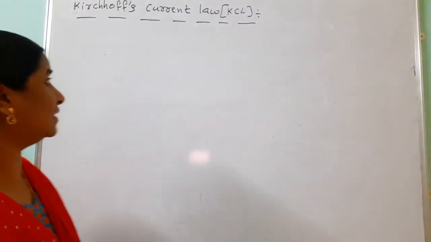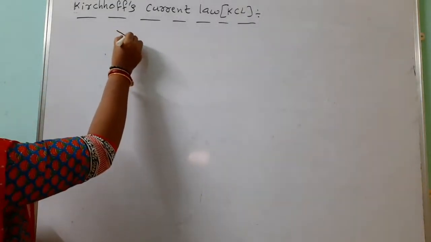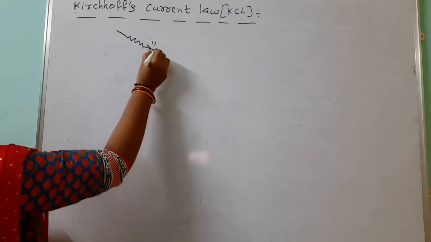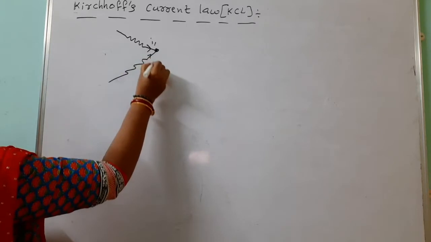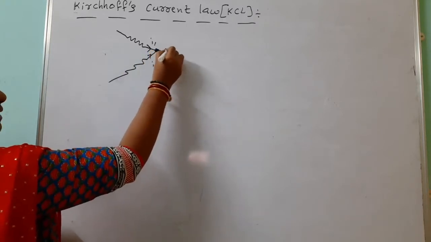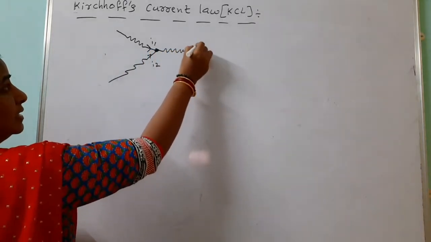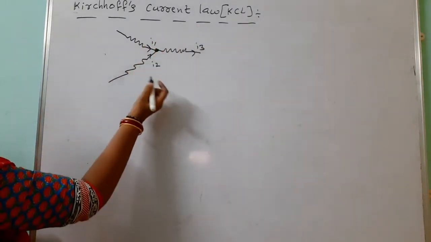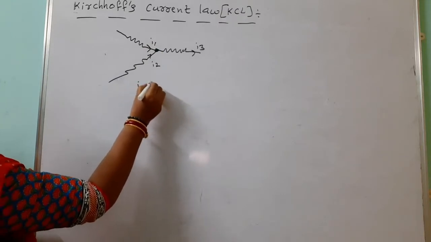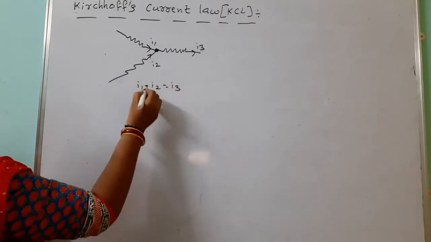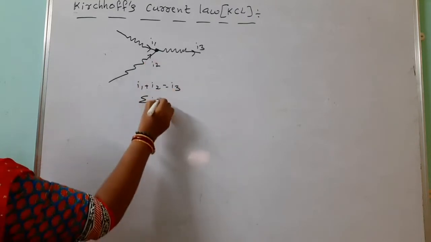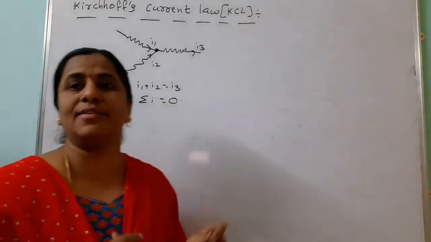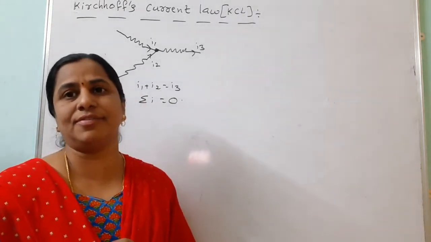Now we are taking one example here. Look, this is the current I1 coming towards the junction, and this is the current I2, also coming towards the junction. And now you look here, this is the current I3, moving away from the junction. So incoming current equals outgoing current: I1 plus I2 equals I3. The total current at the junction equals 0. The algebraic sum of the currents at the junction is equal to 0. This is called Kirchhoff's current law.